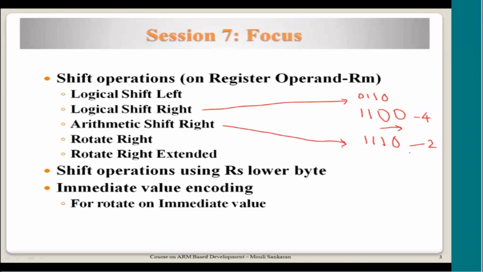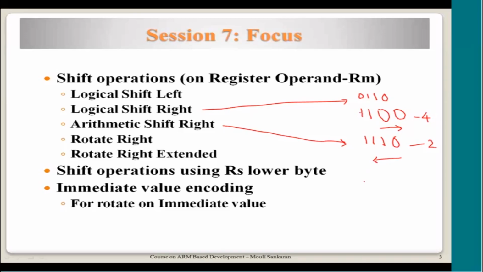Now you may wonder why there is no arithmetic shift left. Let us try. When you want a number to be shifted left, you are actually multiplying by 2. Why? Because each bit, if it moves to the left, is gaining more value in terms of value. So when you are shifting it this way, you will be filling it with 0 on this side.